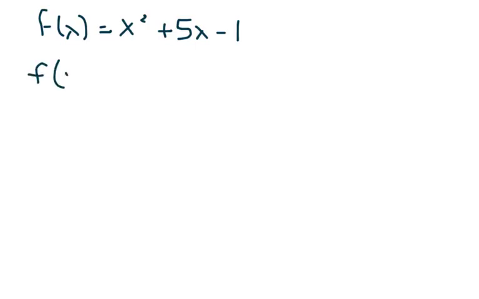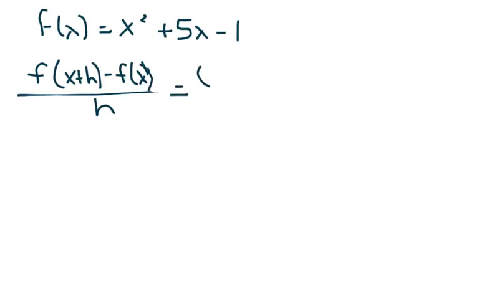Alright, another one. Let's do f of x equals x squared plus 5x minus 1. We're going to apply the difference quotient, which is f of x plus h minus f of x over h. And we're going to let this equal, so I'm going to put parentheses here, squared plus 5 times x minus 1. So everywhere there's an x, I'm going to input x plus h.